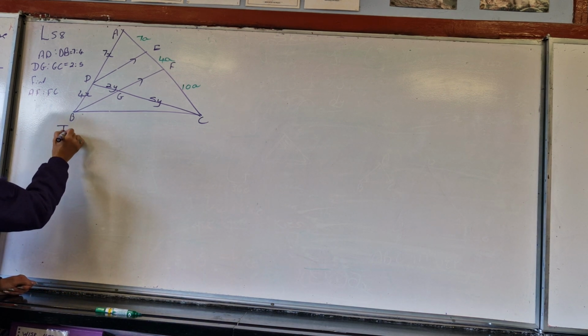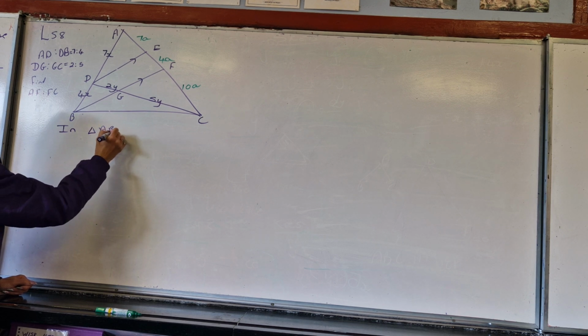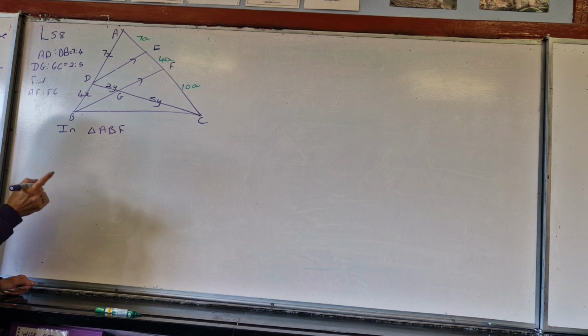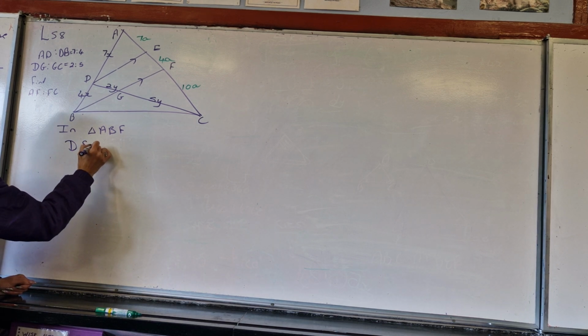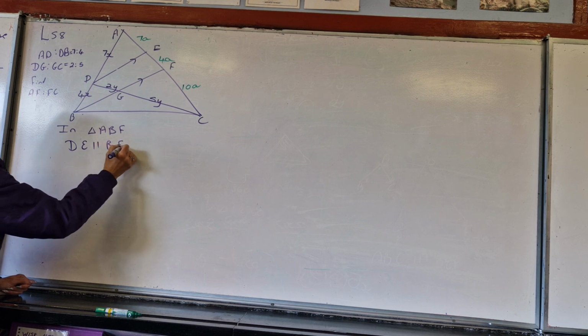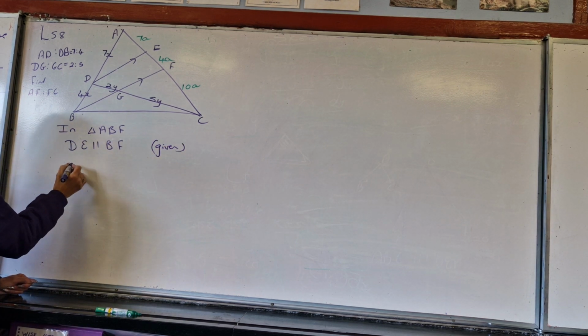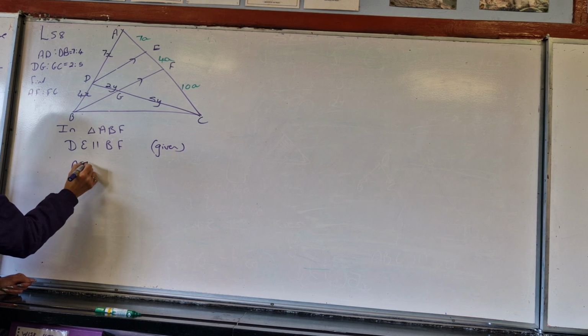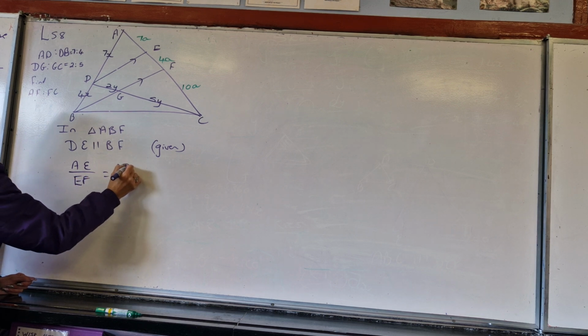And please help the marker find logic in your writing. ABF. In triangle ABF, what did we have? DE? Yes, thank you. I was going to leave space for that if you didn't say that. DE parallel to BF because it was given. And because of that, therefore, AD over DB is equal to AE over EF. I'm just writing it the other way around.